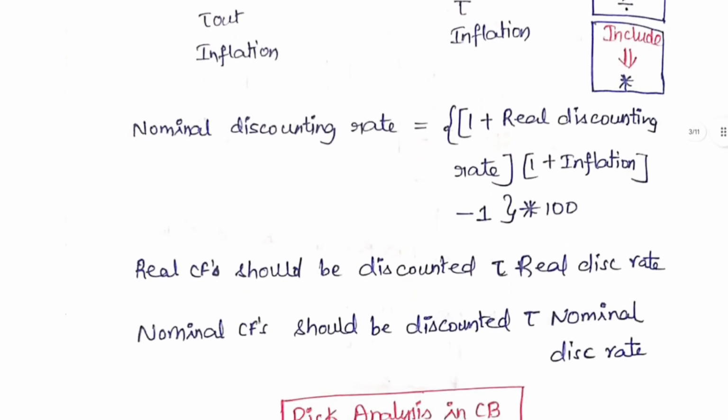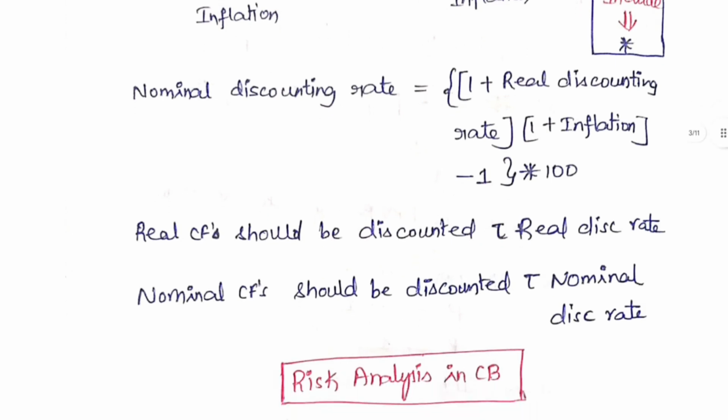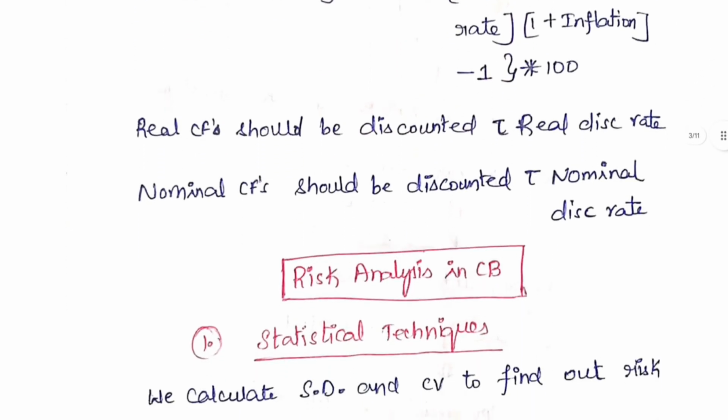Nominal discounting rate equals (1 plus real discounting rate) into (1 plus inflation) minus 1, whole into 100. Real cash flows should be discounted with the real discounting rate. Nominal cash flows should be discounted with the nominal discounting rate.